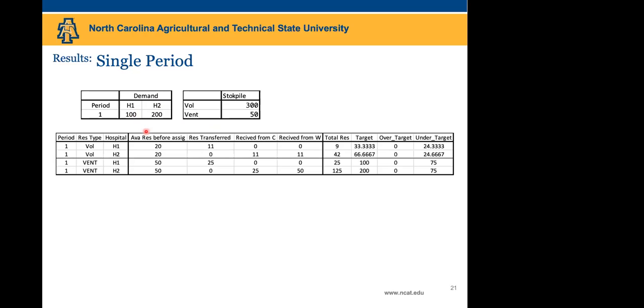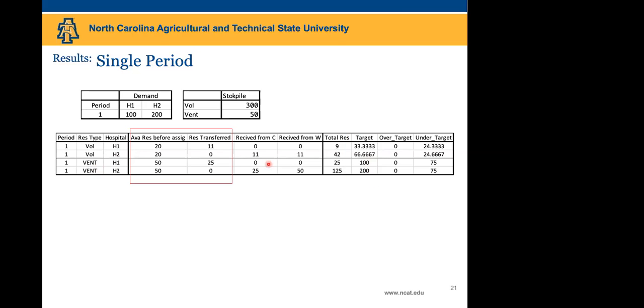So if we see the results here, the target is calculated based on the demand. Hospital 1 was 100 divided by 3, which gives us this. So the target for volunteers at hospital 1 is 33. The target for volunteers at hospital 2 is 66. And the targets for ventilators at hospital 1 and hospital 2 are 100 and 200, because a ventilator will serve only one patient. So the target would be equal to the demand for those resources.